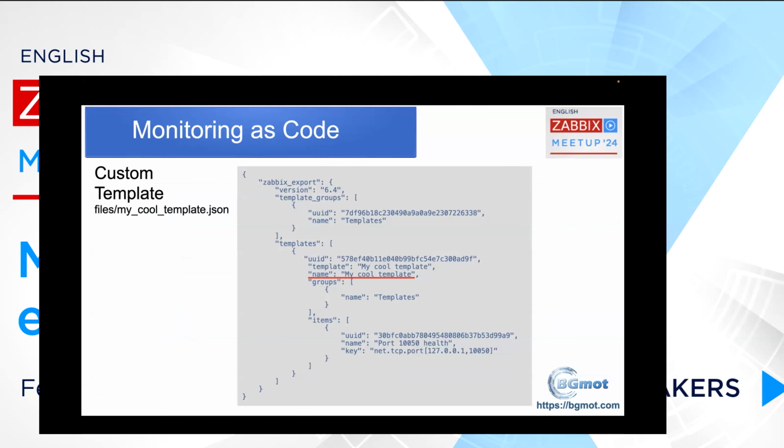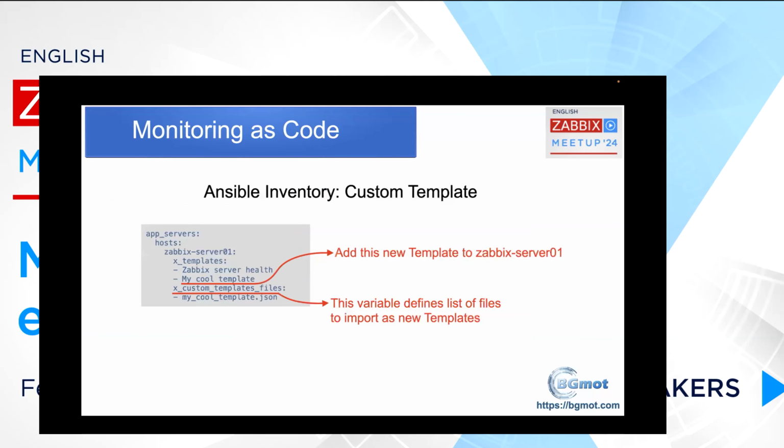Now, what about extra templates, not default templates? Everybody creates their own templates. Sure, why not? Basically you have to create or export your custom templates in JSON format. You can do it in YAML as well, it doesn't matter. For this demo, I created a very simple template named my cool template. It has only one item. It monitors port 10050 on the host. I put this file into the files folder, and then again I go to inventory and say, okay, Zabbix server 01 has to have this template assigned. And I introduce a new variable, x_custom_templates_files. This is a list of files defining templates that I want to import.